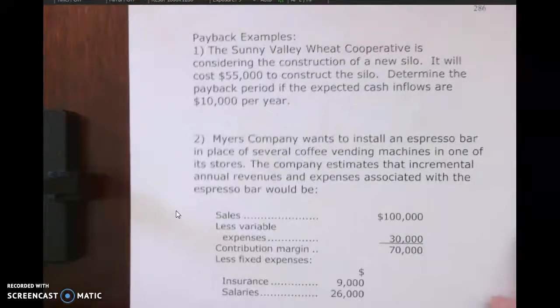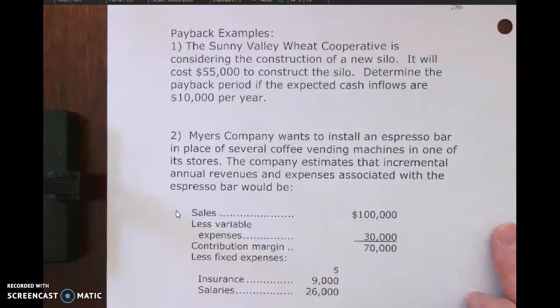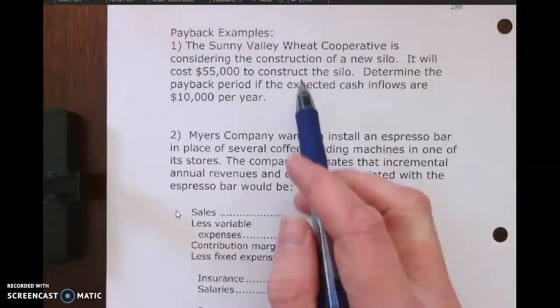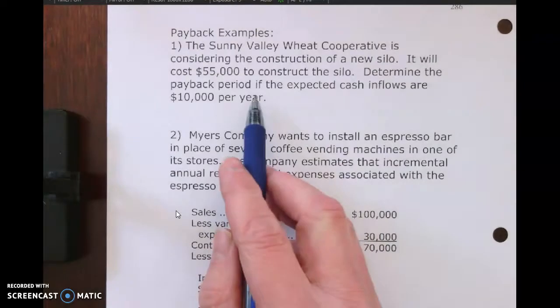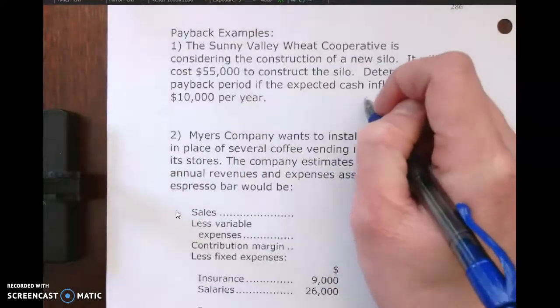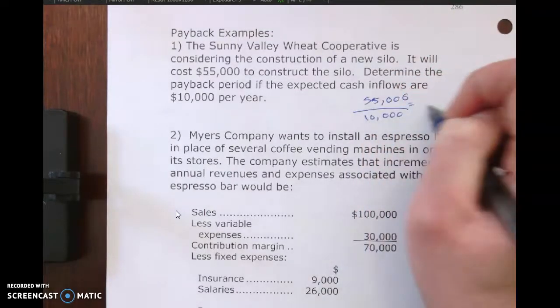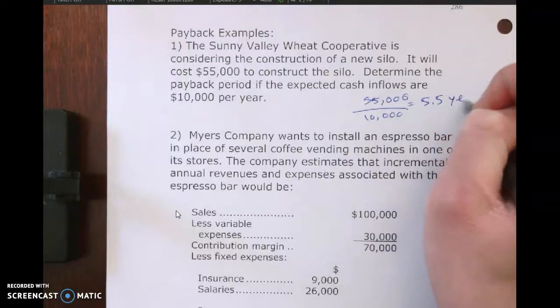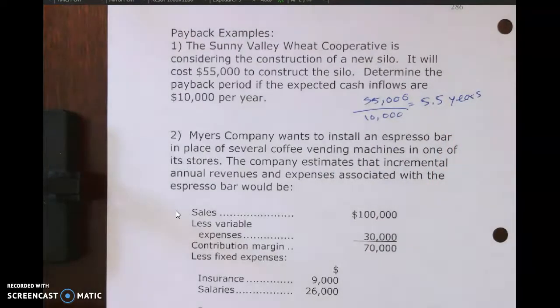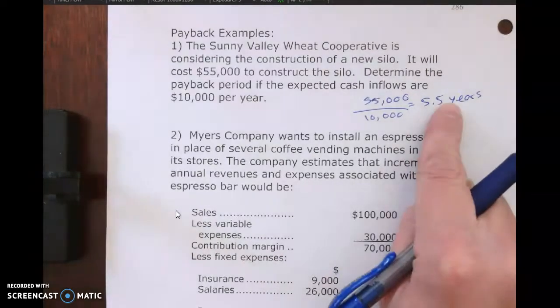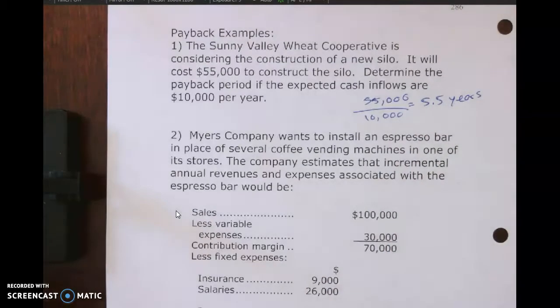So if we look at this example on this page, we have the Sunny Valley Wheat Cooperative, which is thinking about constructing a new silo. It costs $55,000 to make the silo. The annual cash inflow is $10,000 a year. Take our $55,000 divided by our $10,000, which means we pay for the silo in 5.5 years. Okay? So payback is going to be expressed in terms of time. You could say 5.5 years, or you could say 5 years and 6 months. It could just be in months. But it is expressed in units of time.